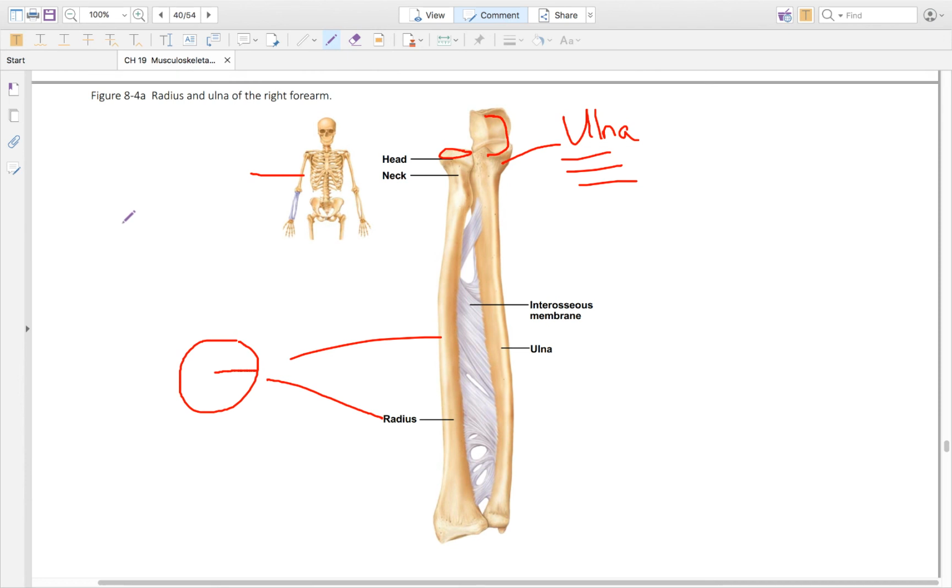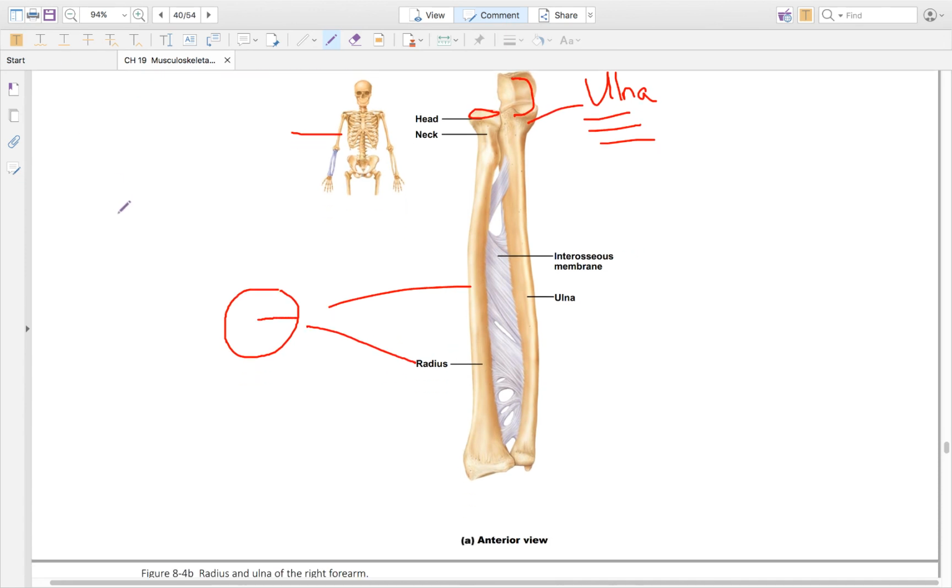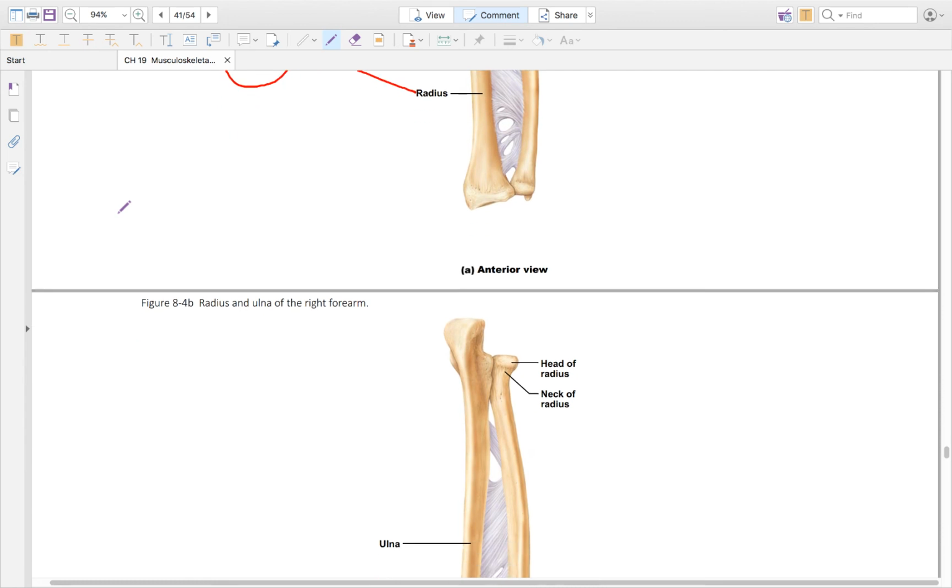Next, okay, if this thing will cooperate with me here, we can move on to the next slide. Okay, does it want to? All right, so we'll move on.